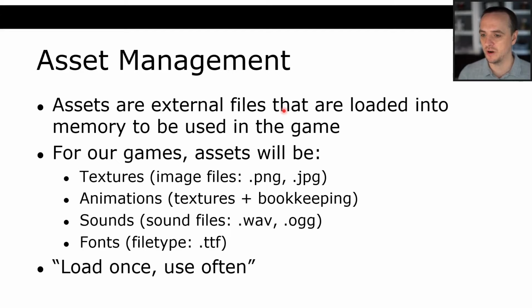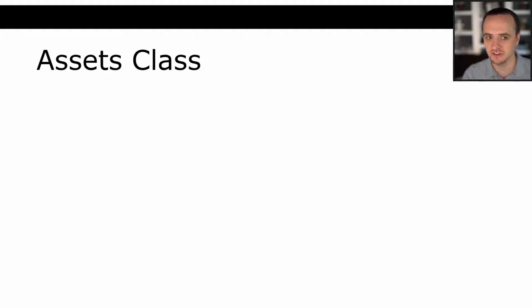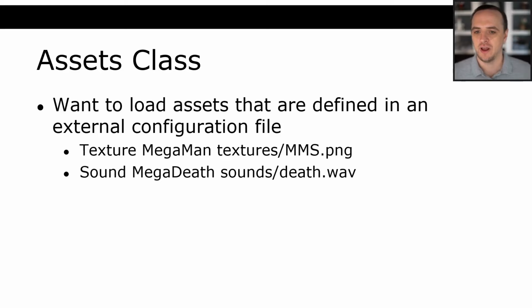So what you want to do is at the beginning, if possible, if all your assets are small enough, load everything into memory, and then load it once, and then whenever you want to draw Dave's face to the screen, I hope you don't, but if you do, one group actually did for their final project, that was kind of a silly project, but you'll only load Dave's face once, right? And once it's in memory, you can just refer to where it lives in memory. You don't need to keep loading it, okay? So load once, use often. I think even the industry people will agree with me on that one. So we're going to have an assets class that stores everything for us, okay? So we want to load assets, and we want those assets to be defined in an external configuration file.